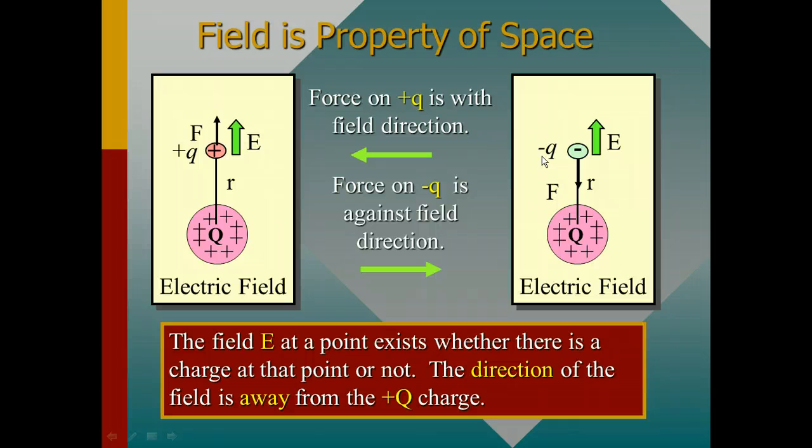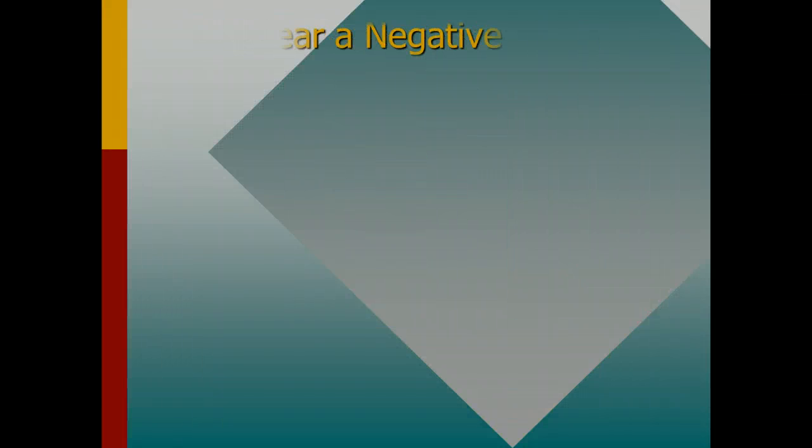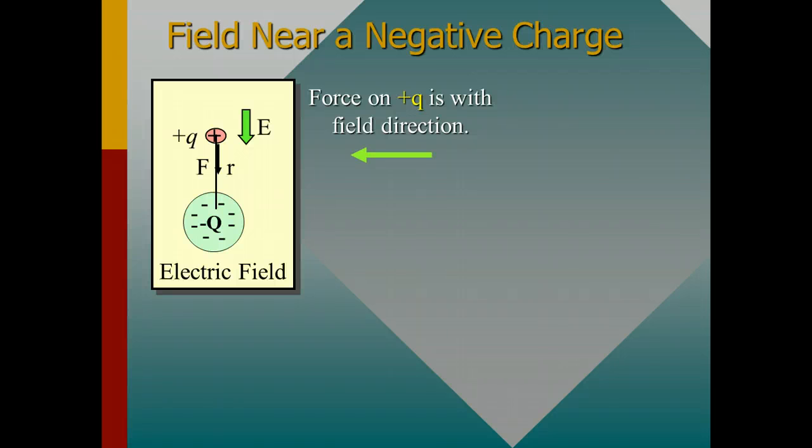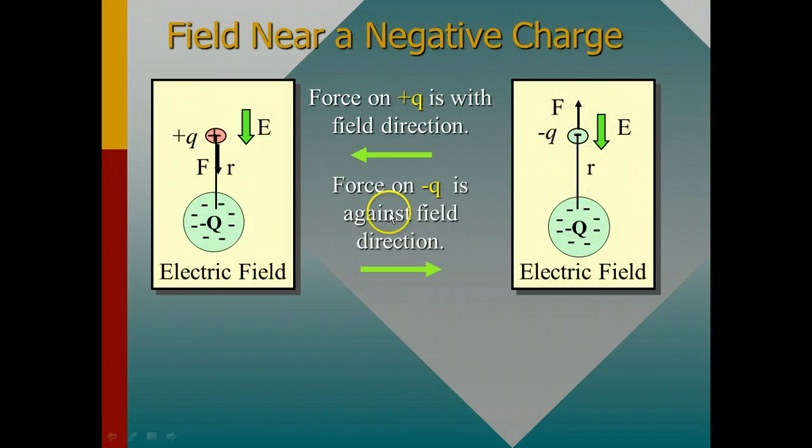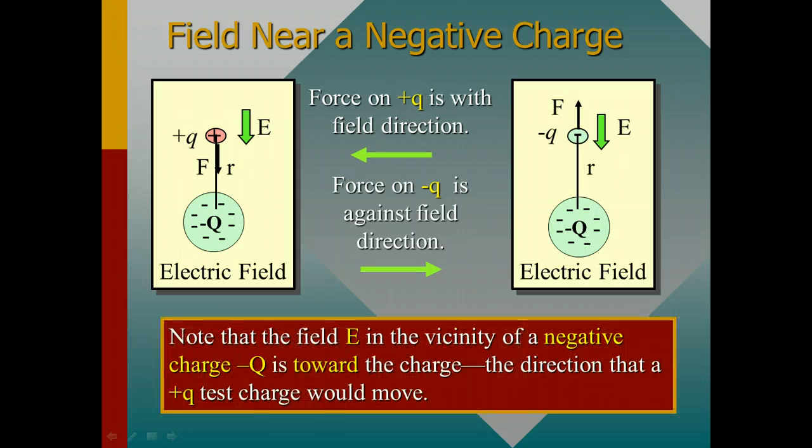The field will exist whether or not there is a charge at that point, and the direction of the field is always away from a positive Q charge. For a source charge of negative Q, the electric field will always point down because the force on a positive charge is with the field direction, so it goes down. Again, the force on a negative charge will go opposite the field, so it will go up. So the electric field in the vicinity of a negative charge is toward the charge, in the direction that a positive test charge would move.